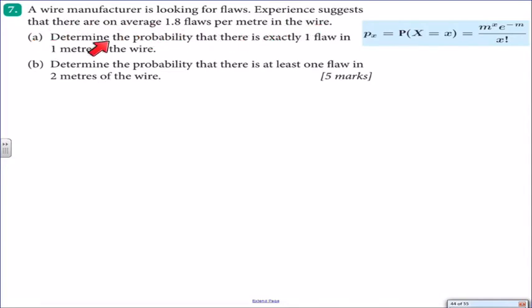So, determine the probability there's exactly one flaw in 1 meter of wire. Well, that's easy because there's 1 meter of wire, and we were given a mean of 1.8 flaws per meter of wire. So we know that the mean is 1.8 in this case, and we're looking for exactly one flaw, so that's our desired outcome, X. That's all we need to know to be able to use this distribution to answer the first question.